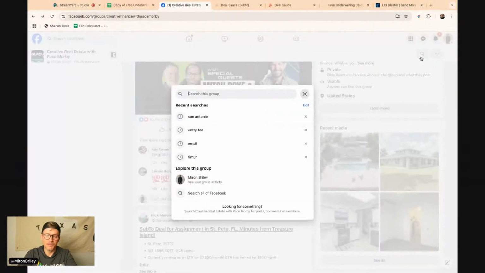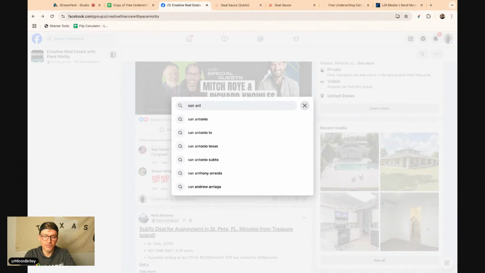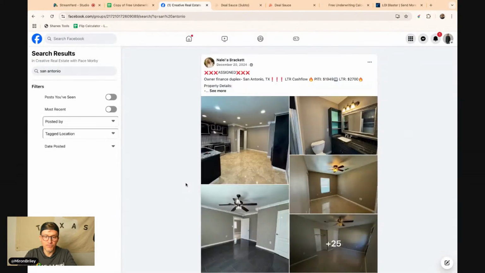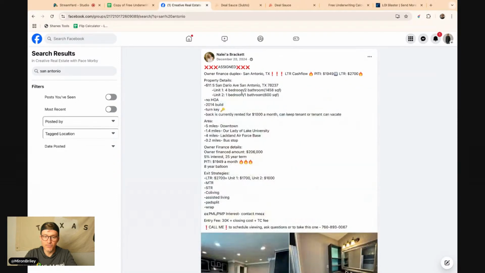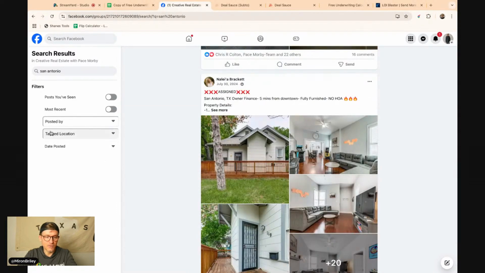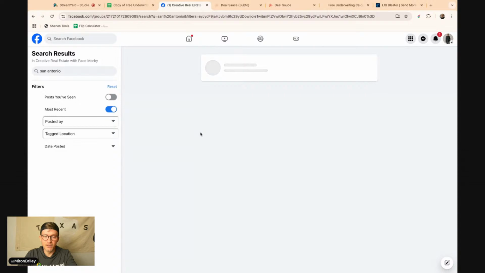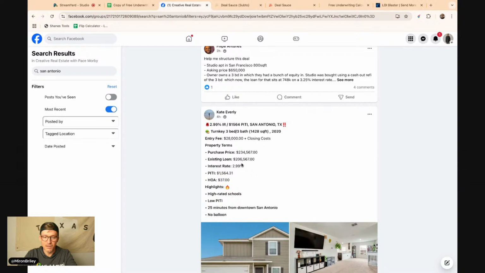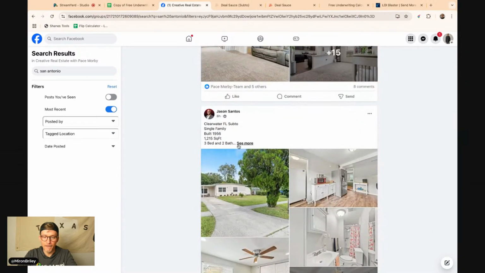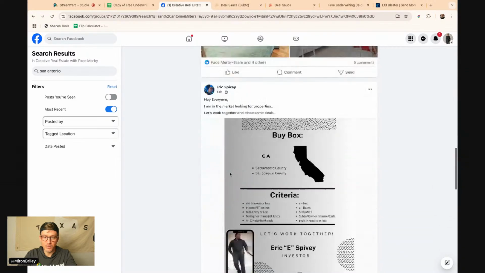Okay, here we go. Owner finance, PITI, long-term rent. So she assigned this last year. Let's see if I can do most recent. Does that actually work? Help me structure this deal. No. No address. No address.